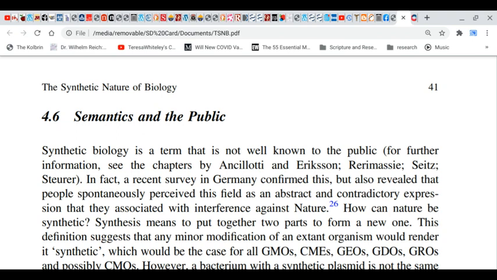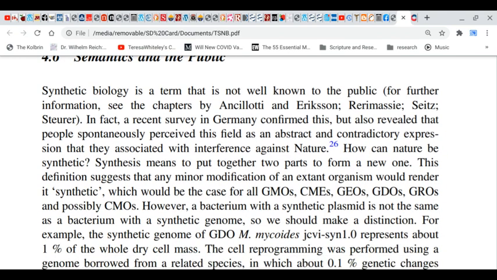Synthesis means to put together two parts to form a new one. This definition suggests that any minor modification of an extant organism would render it synthetic, which would be the case for all GMOs, CMEs, GEOs, GDOs, GROs, and possibly CMOs. However, a bacterium with a synthetic plasmid is not the same as a bacterium with a synthetic genome. So we should make a distinction.